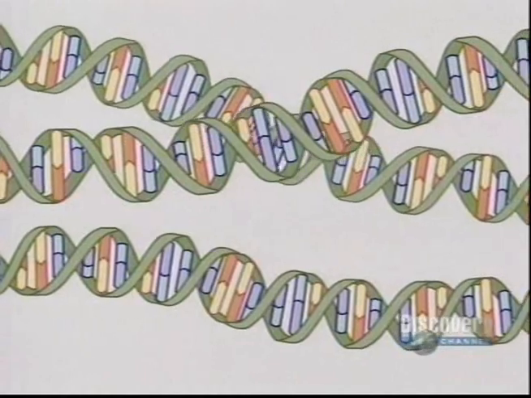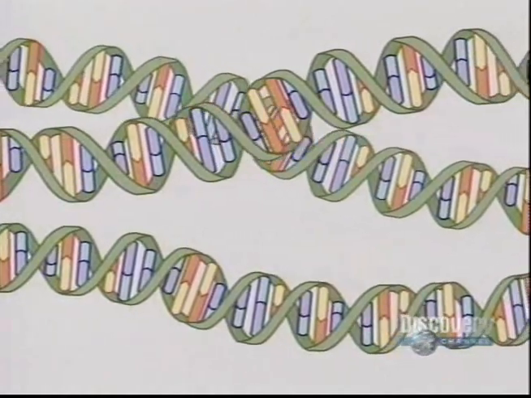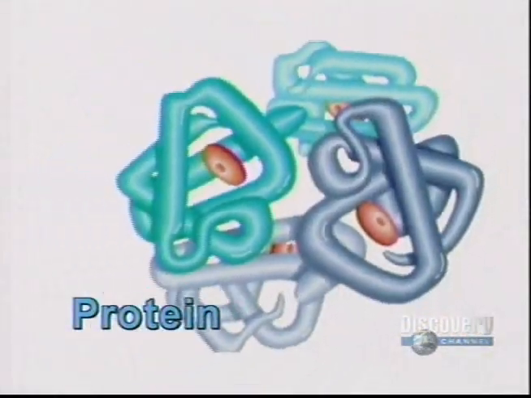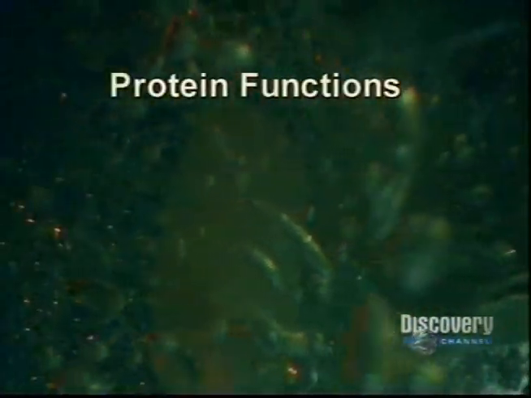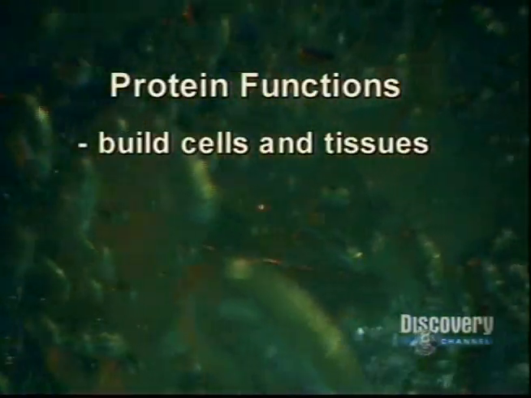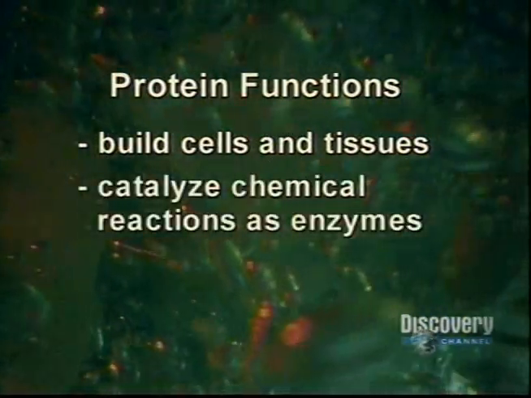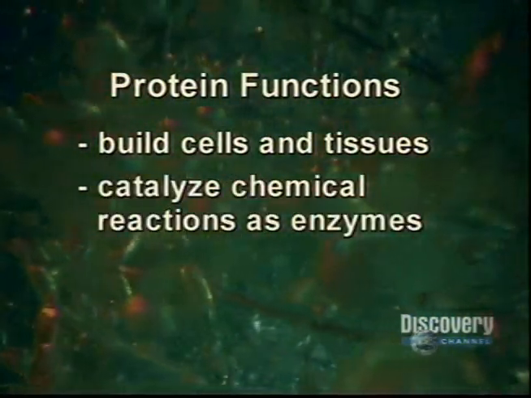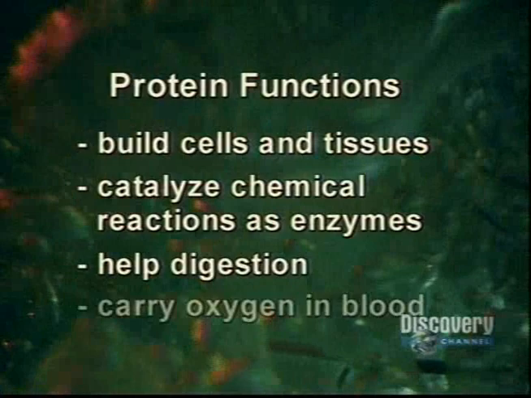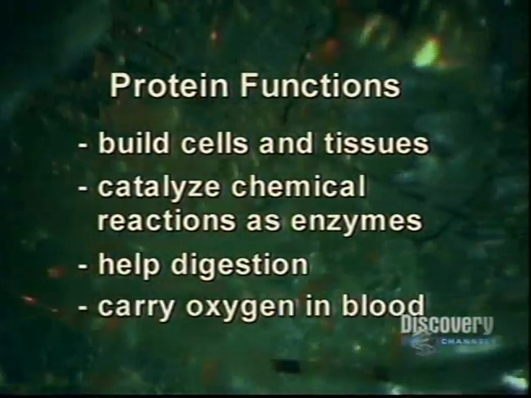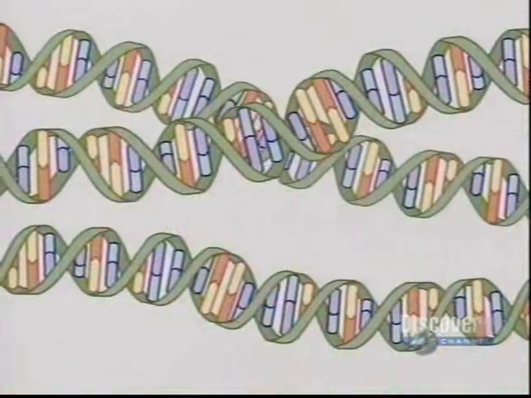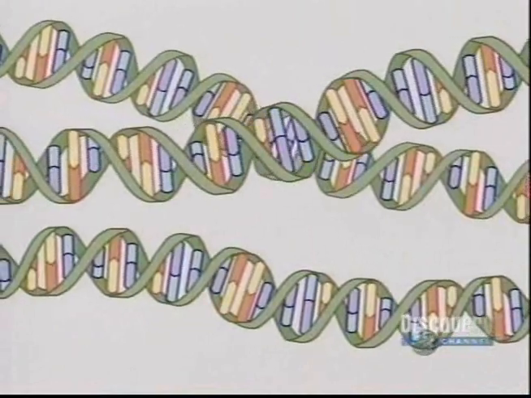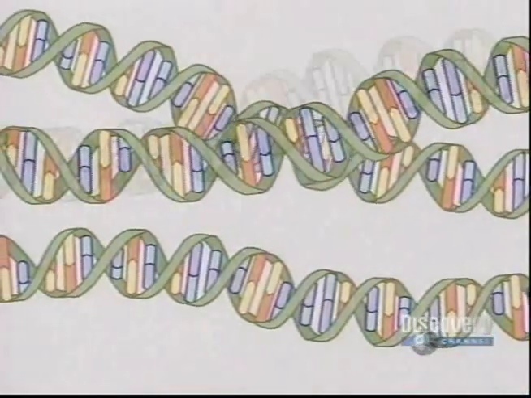Genes contain instructions for assembling the proteins in a cell. These proteins control and regulate all the processes of the cell. They are capable of performing a wide variety of functions. Some proteins build cells and tissues. Some are enzymes that catalyze chemical reactions. Others help in the digestion of food or carry oxygen in the blood. Genes dictate the formation of proteins to control the functions of an organism.